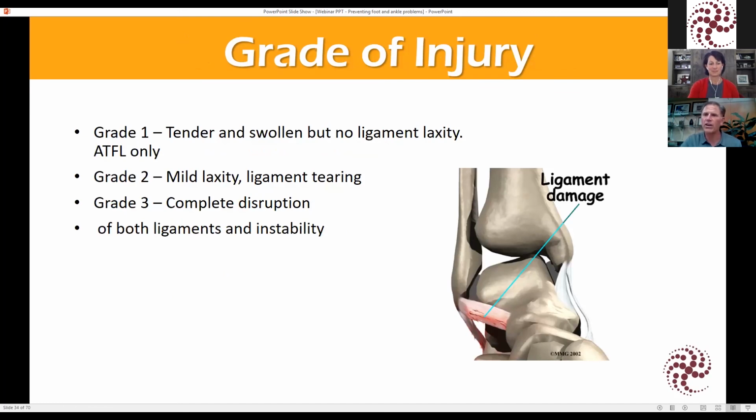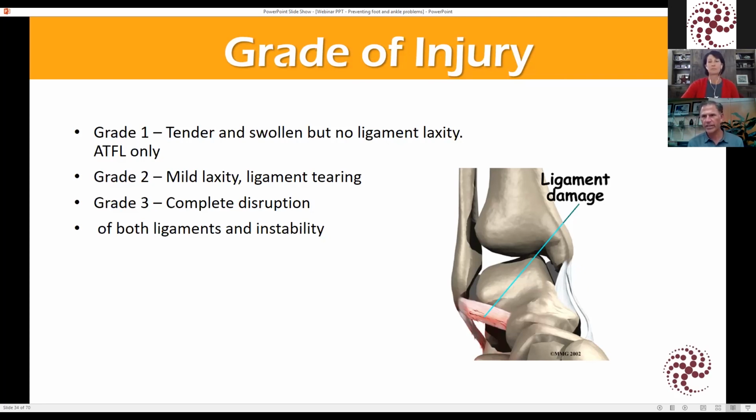The ligaments that are injured are almost always these ones on the outside, the anterior talofibular ligament and calcaneofibular ligament. Grade 1 means that they're stretched, grade 2 means that they're partially torn, and grade 3 means they're completely torn. And oftentimes grade 3 injuries actually come all the way around the ankle and involve the inside or the medial ligaments as well.